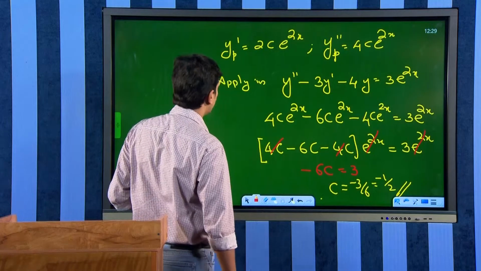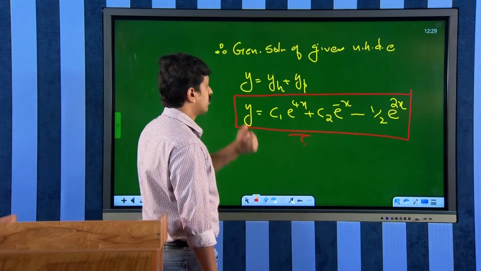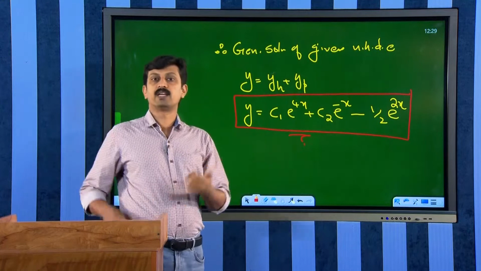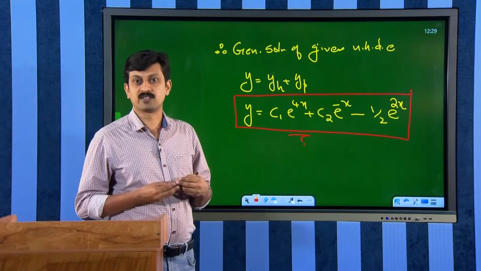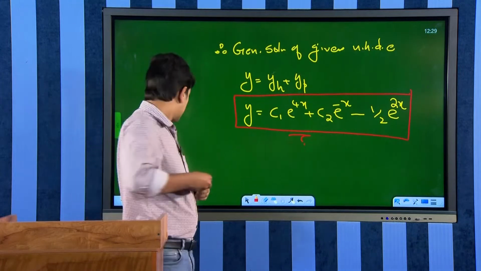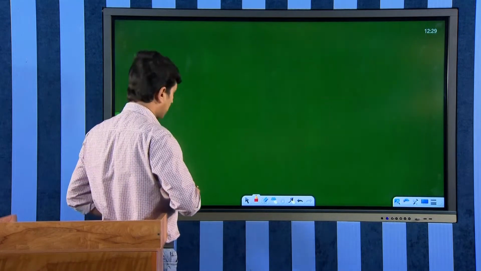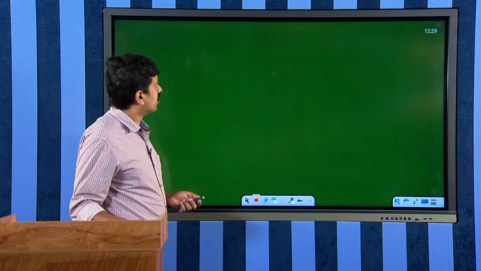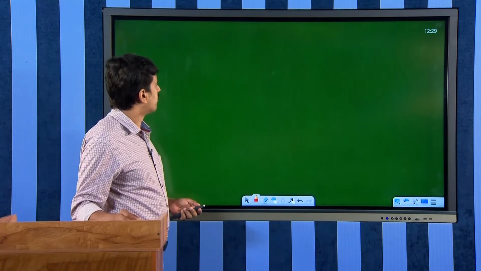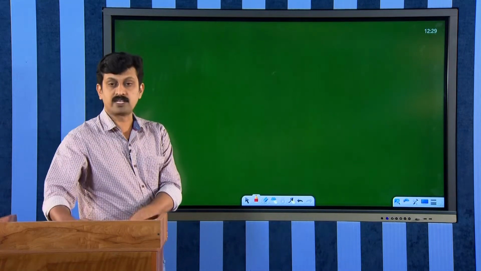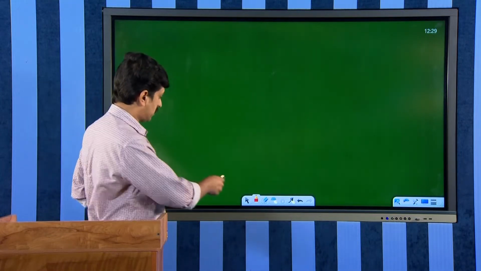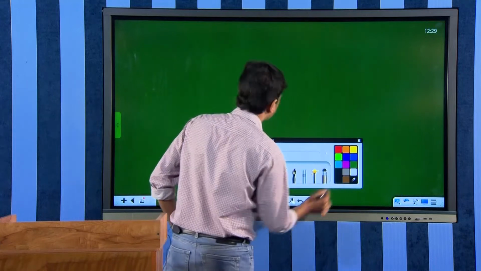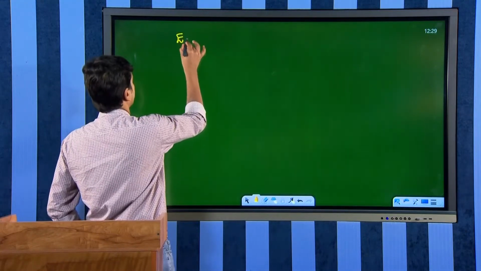By applying the equation y is equal to yh plus yp, we will get the solution of the non-homogeneous differential equation by using the method of undetermined coefficients. I would like to invite your attention to the next example. Dear students, come to the example. Here, solve example 3.